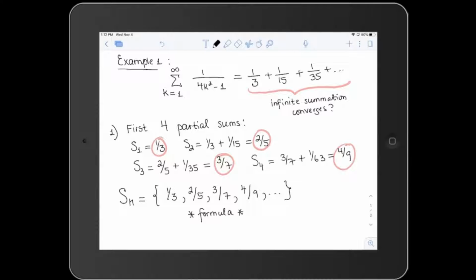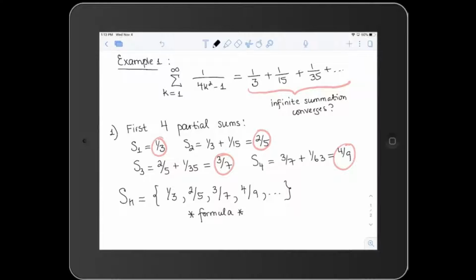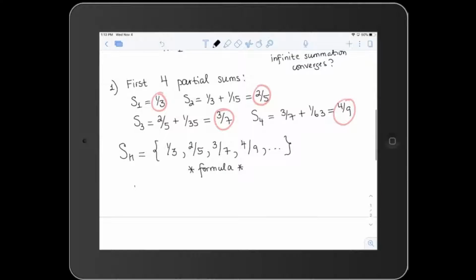Now you have enough of these values to come up with a formula. What do we have on top of the fraction? We just have 1, 2, 3, 4, and so forth. And on the bottom, we have 3, 5, 7, 9, all of these odd numbers starting with 3. So the formula for the partial sum would be n over 2n plus 1.